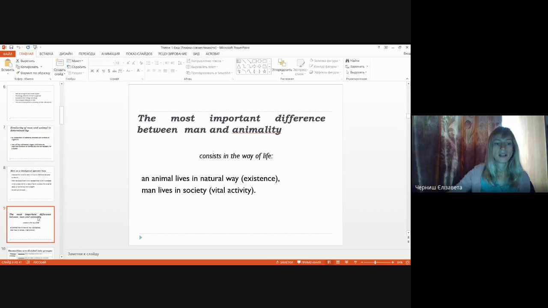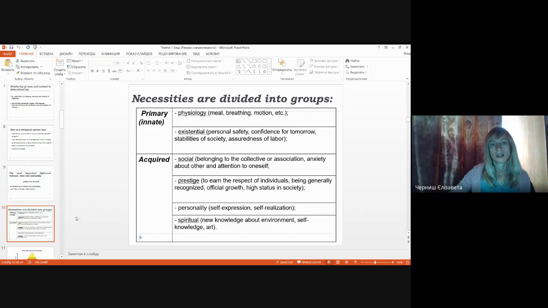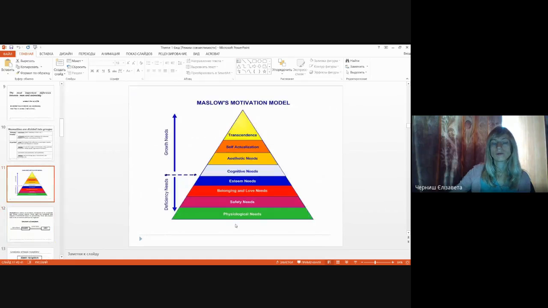In this way, we can talk about necessary needs divided into groups: primary, for example physiological existence, and some acquired ones, more associated with different types of personality, spiritual needs. So it's connected with Maslow's motivation model, with our needs that grow in our life, especially life in society.